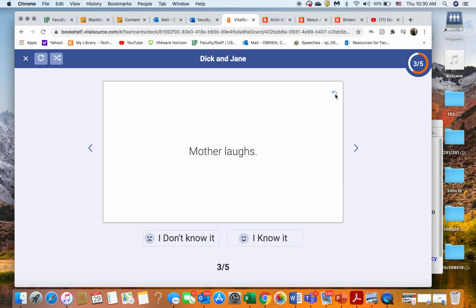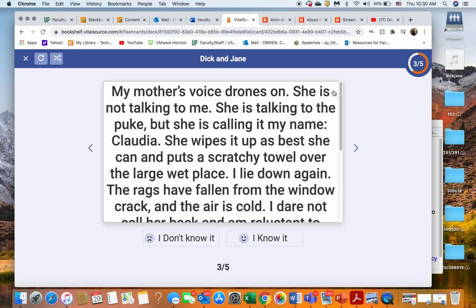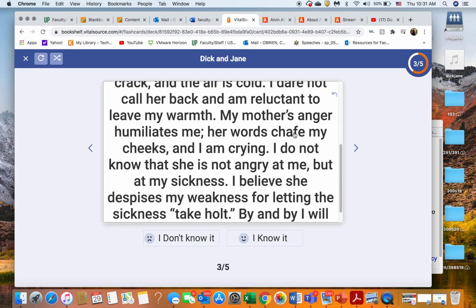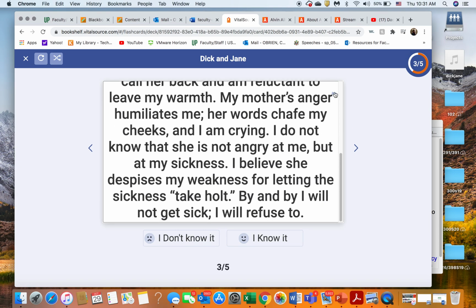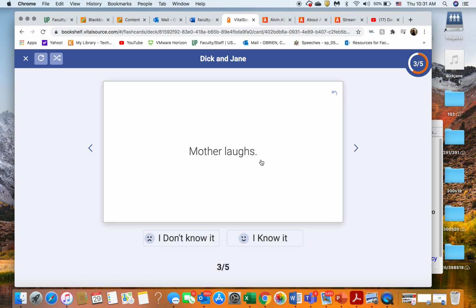And in contrast, we have Jane's mother. Mother laughs. So this gets almost vapid and overly simplified. The complications of mothering and a child's relationship to her mother and the struggles of parenting and cleaning up puke really come through much differently here than they do with the very simple mother laughs.